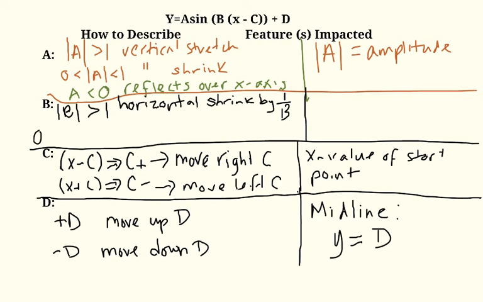And if my B value is between 0 and 1, then we're going to say that we have a horizontal stretch by, again, the reciprocal of B. So if the B value is a half, then it's being stretched by a factor of 2. It's moving half the speed, so it's taking twice as long to get through one cycle. So here's what that means.